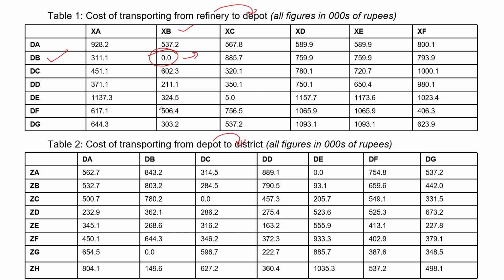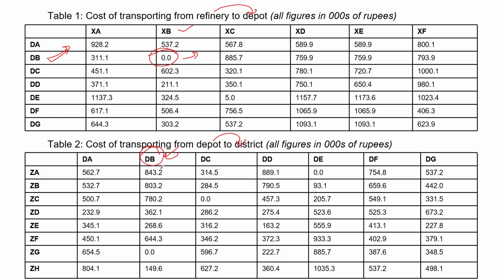Now if you look at the column of DB, because your petrol has reached depot DB, in the next table I will not look at the table as a whole. I will just look at the column of DB, because now the constraint is that the petrol has to go from DB to some district.